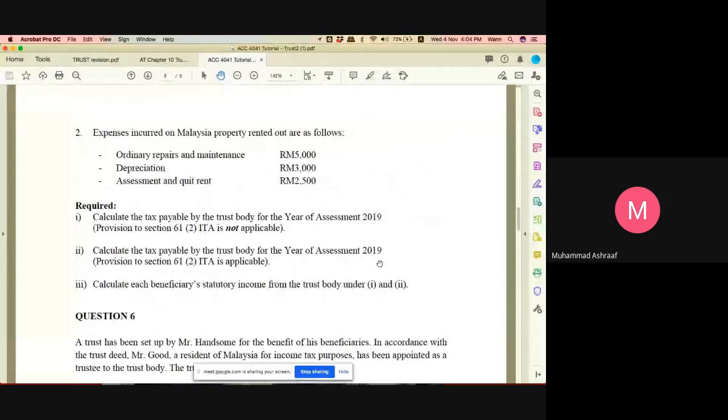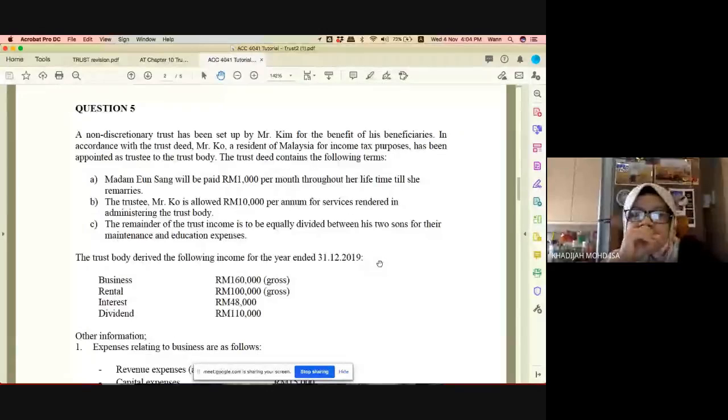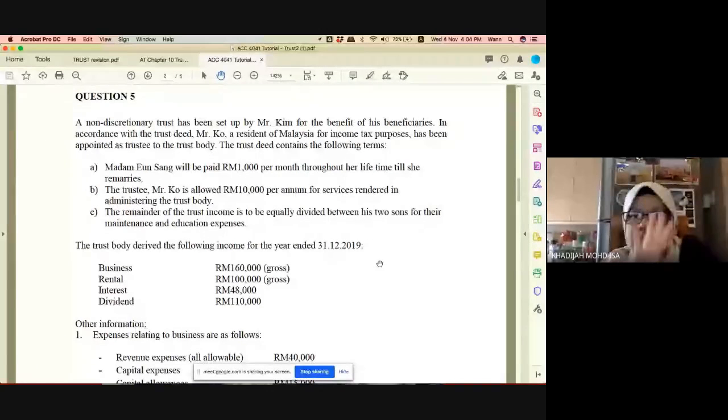Alright, I think to be fair, maybe I have to spend 10 minutes just to have some revision on this trust topic. Why? Because based on the feedback you included in your attendance form last class, some of you are still not very clear about the trust itself. Some of you are still confused between the types of trust, and whether to compute trust income or distributable income, and some of you are still not sure how to compute the statutory income of the beneficiary.